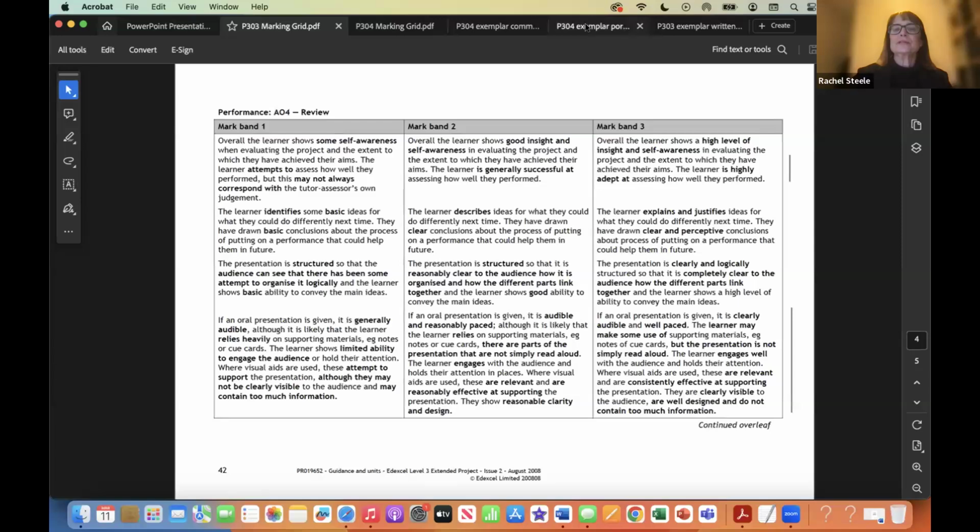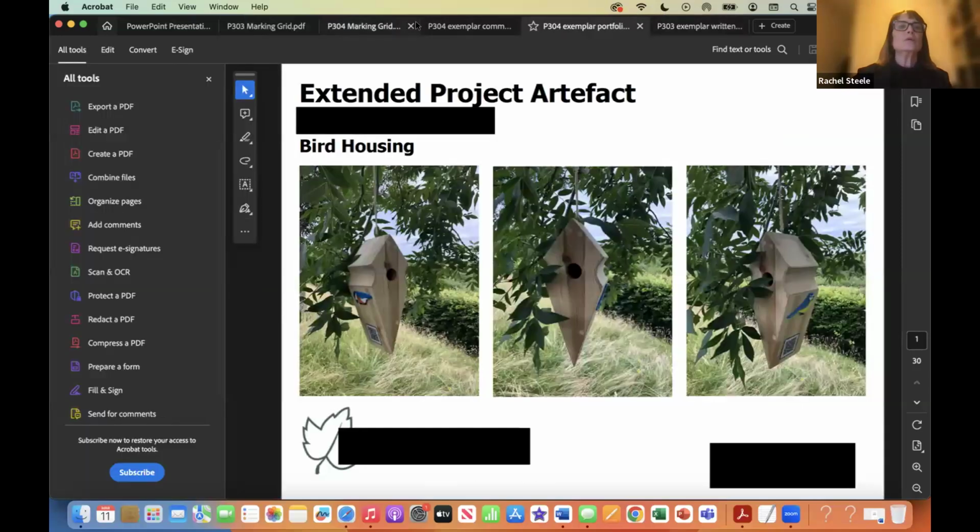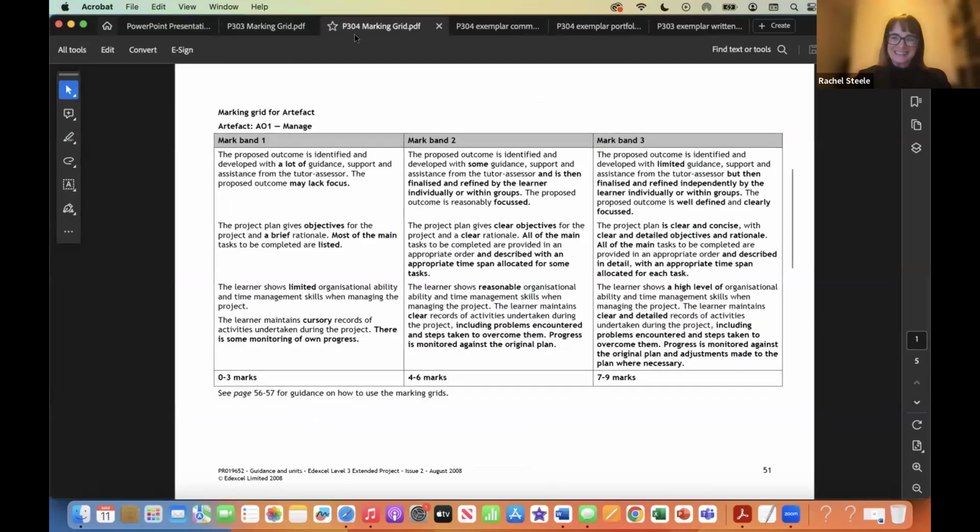So that's 303. Oh, I'm giving you a little taste of what's to come. I need to go to the marking grid. So for our marking grids for 304, again, very focused. This time we're not thinking about a performance to an audience, or maybe more ephemeral outcome. We're thinking of an artifact, a physical object, a design, or an artifact.